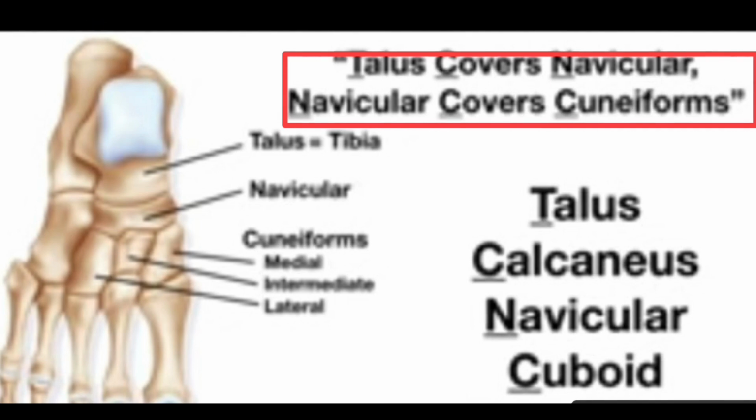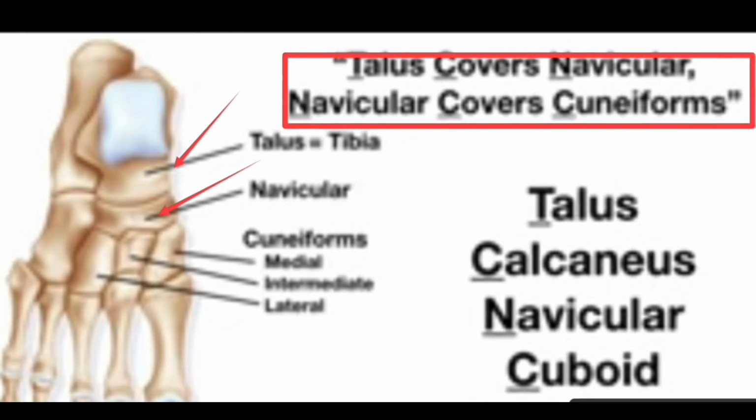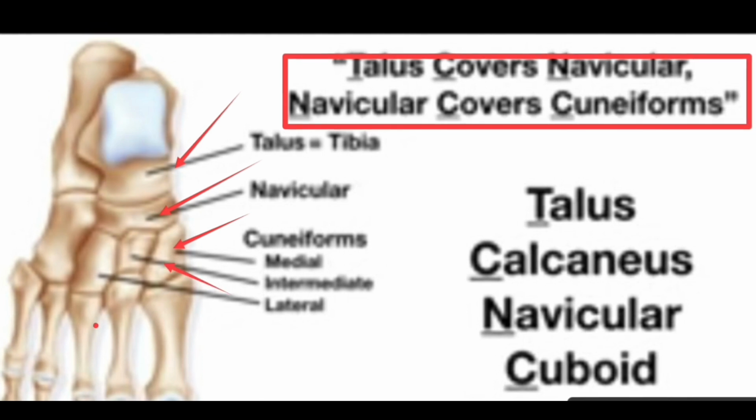But before discussing the mnemonic, I am going to talk about the names of the tarsal bone. You can see over here, this is the talus bone. And this is the navicular bone. The tarsal bones are 7 in number. And these are the cuneiform bones, but the cuneiform bones are further divided into 3 on the basis of location. One is the medial cuneiform. This is the medial cuneiform. This is the intermediate cuneiform, while this is the lateral cuneiform.